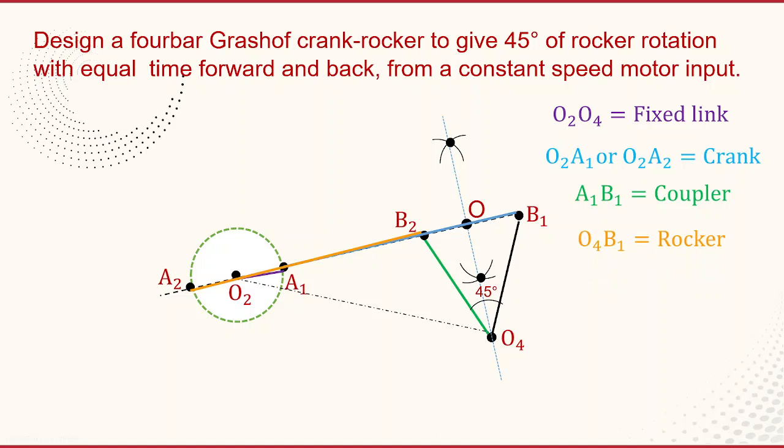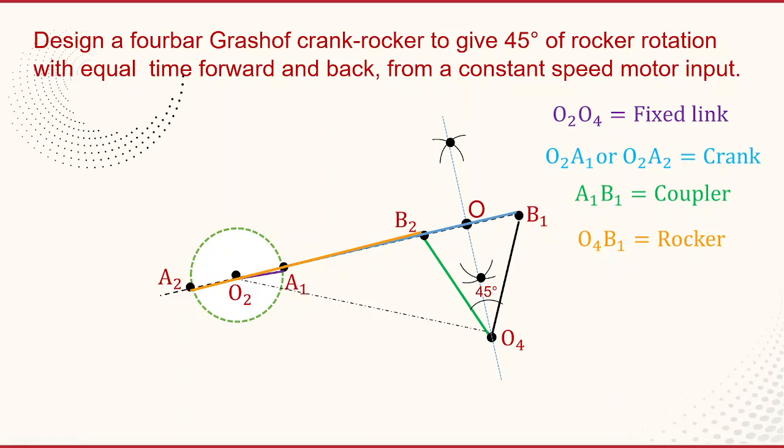Now you can see that in this mechanism, the initial position of the crank is, let us assume, O2 to A1, and this O2A1 is rotating in the clockwise direction. Then A1 reaches A2, so the angle covered by the crank is how much? 180 degrees. During this rotation, the coupler is moving from B1 to B2. And again from A2 to A1, the coupler is moving from B2 to B1. So that is the forward and backward motion.